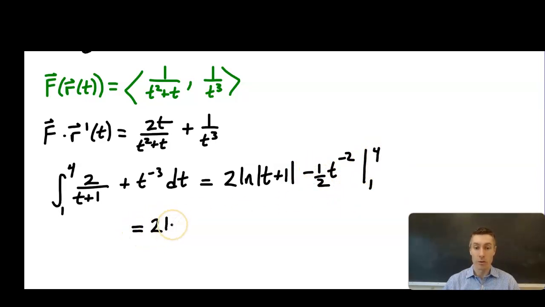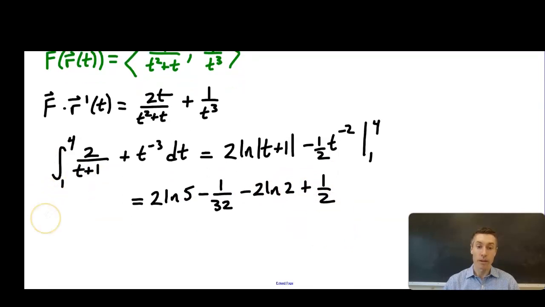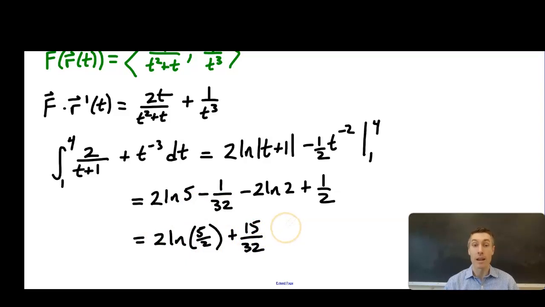So that's going to be 2 natural log of 5 minus 1 over 32 minus 2 natural log of 2 plus 1 half. And if we wanted to condense this answer even more, we can condense the two natural log terms with our log rule. So that's going to be 2 natural log of 5 over 2. And then 16 minus 1, so plus 15 over 32. And this would typically be an answer that an answer key would produce, the most condensed version of what we just got.